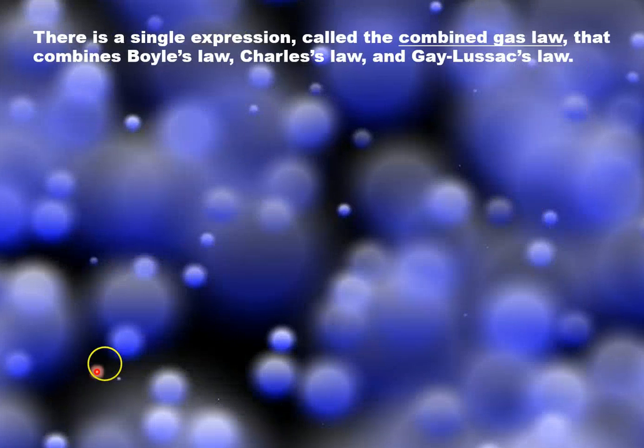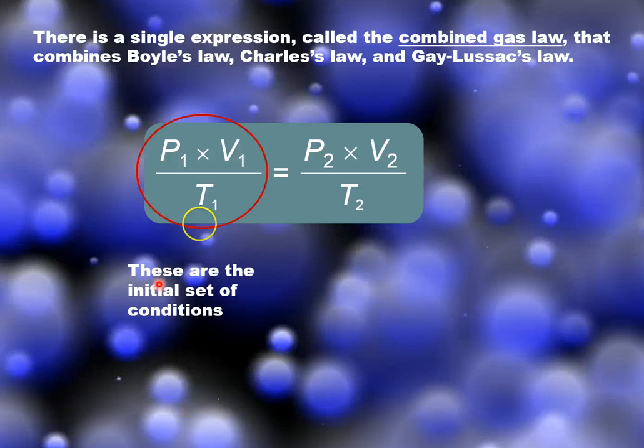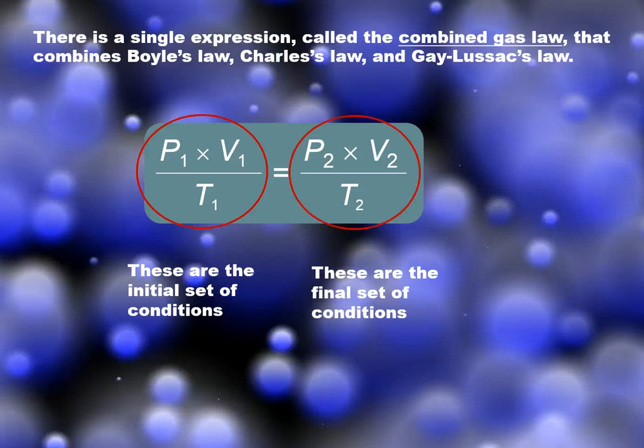problem, a big boom. Okay, now we have an expression that's called the combined gas law, and it's really cool. It combines Boyle's law, Charles' law, and Gay-Lussac's law all together. And here's the expression. So we have P1 times V1 over T1, pressure times volume divided by temperature, is equal to P2 times V2 over T2. So what do these ones and twos mean? Well, this set is the initial set of conditions, and then the P2, V2, and T2, these are the final set of conditions. So those are the conditions after you have changed one or more of the initial conditions.